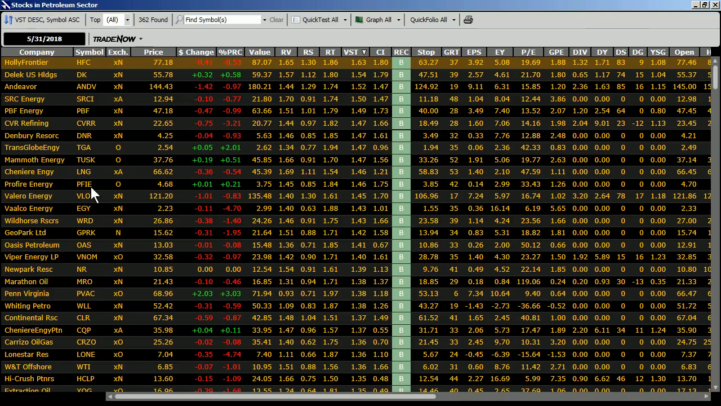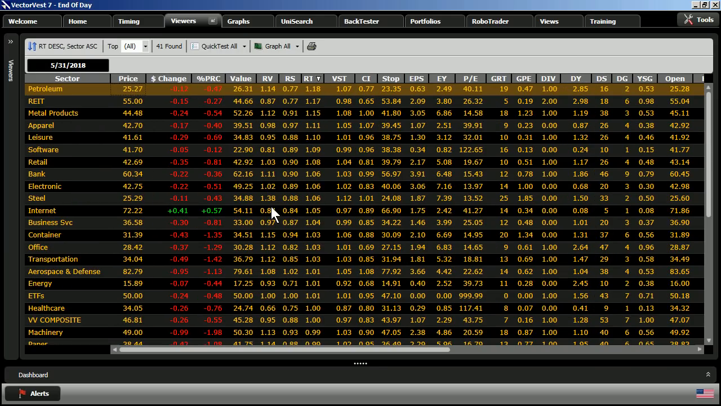Notice also that now that I'm in the stock list, our default sort is by VST. But when I was looking at the sector or the industry lists, they're sorted by RT. So when we're looking at industries and sectors, we look to the RT indicator as our default. And that's because when looking at industries and sectors, relative timing or price trend is the key indicator we want to use when analyzing industry group and business sector performance.